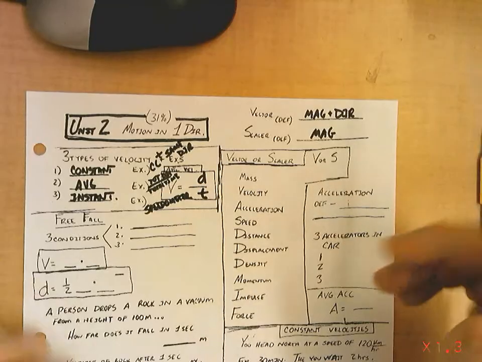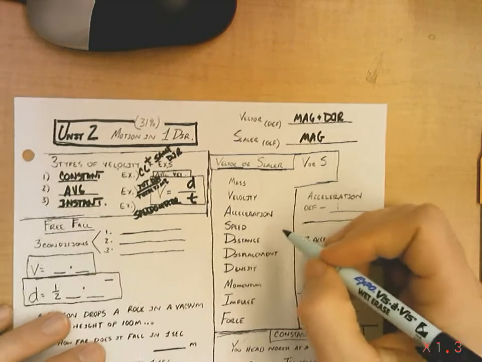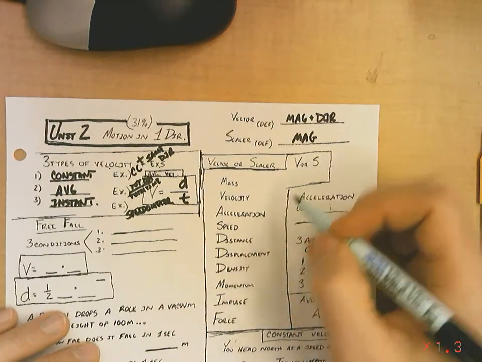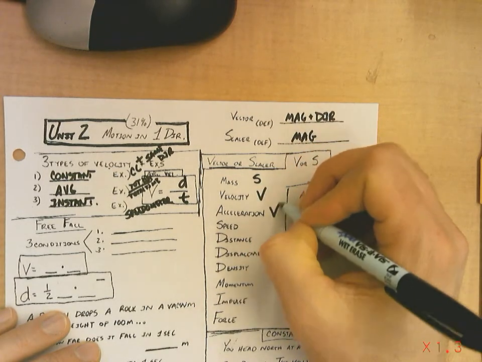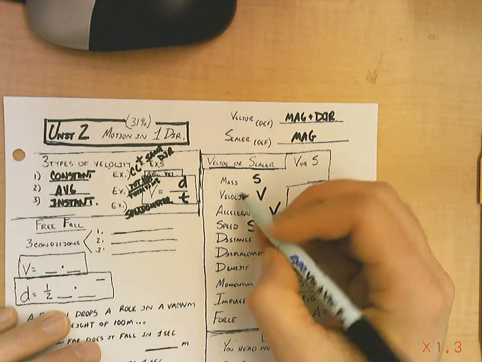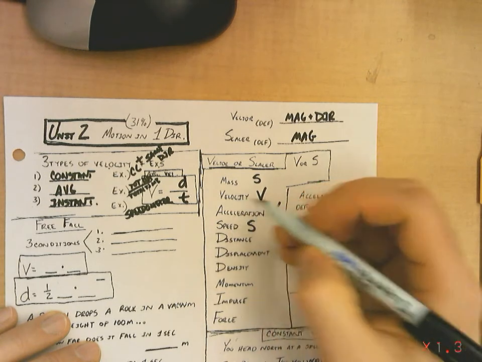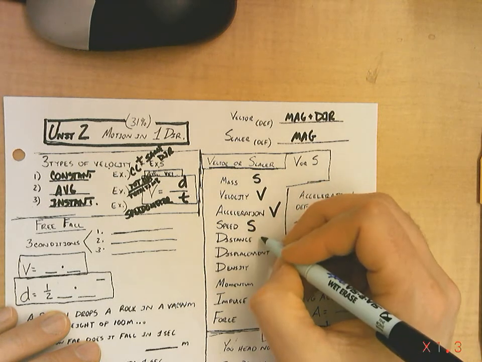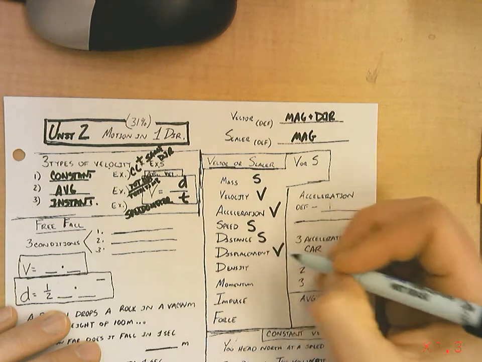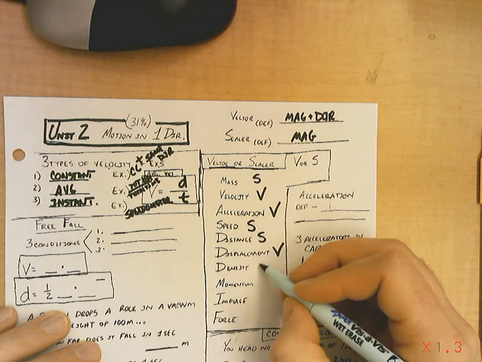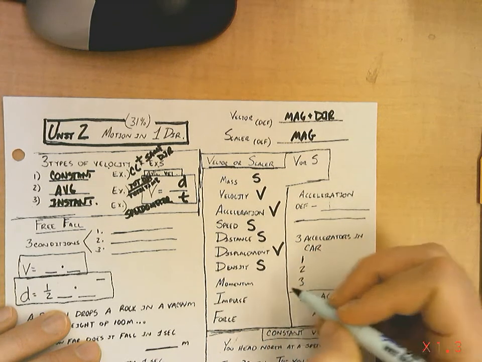Let's knock out the vector scalars, as this is always a fun game to play. So we'll say mass, that's a scalar, velocity is a vector, acceleration is a vector, speed is a scalar. Remember, speed has the vector velocity. Distance, that's scalar, but displacement is vector. This is distance plus direction. Density, scalar. You can't put direction with density.